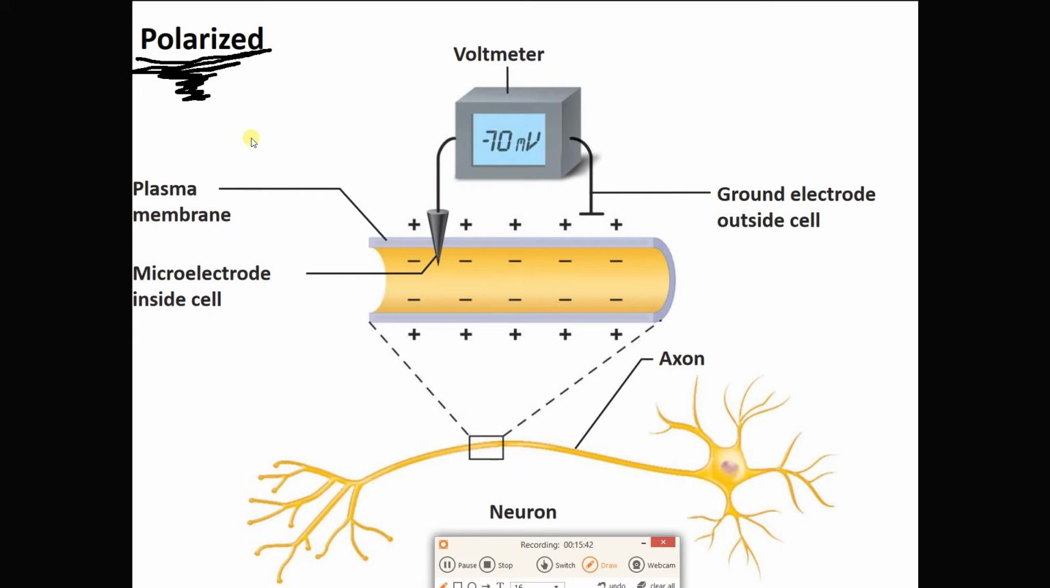Politics is very polarized in the United States right now. There's not a lot of agreement. There are a lot of differences. So my neurons are polarized. There is a difference between the inside and the outside, an electrical difference.